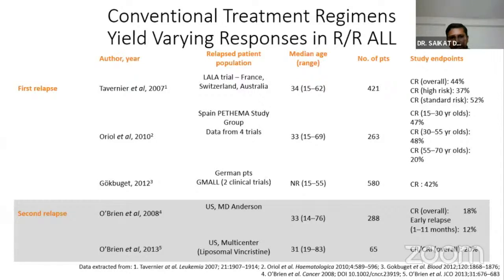Here are the several trials. We have data from the French group, Spanish group, and German group. They used conventional chemotherapy. These are all old trials, and these trials achieved a CR rate of around 40% in all of them. It's like 42 to 44%. It's around 40% in first relapse. When it's second relapse, the CR rate is around 20%.